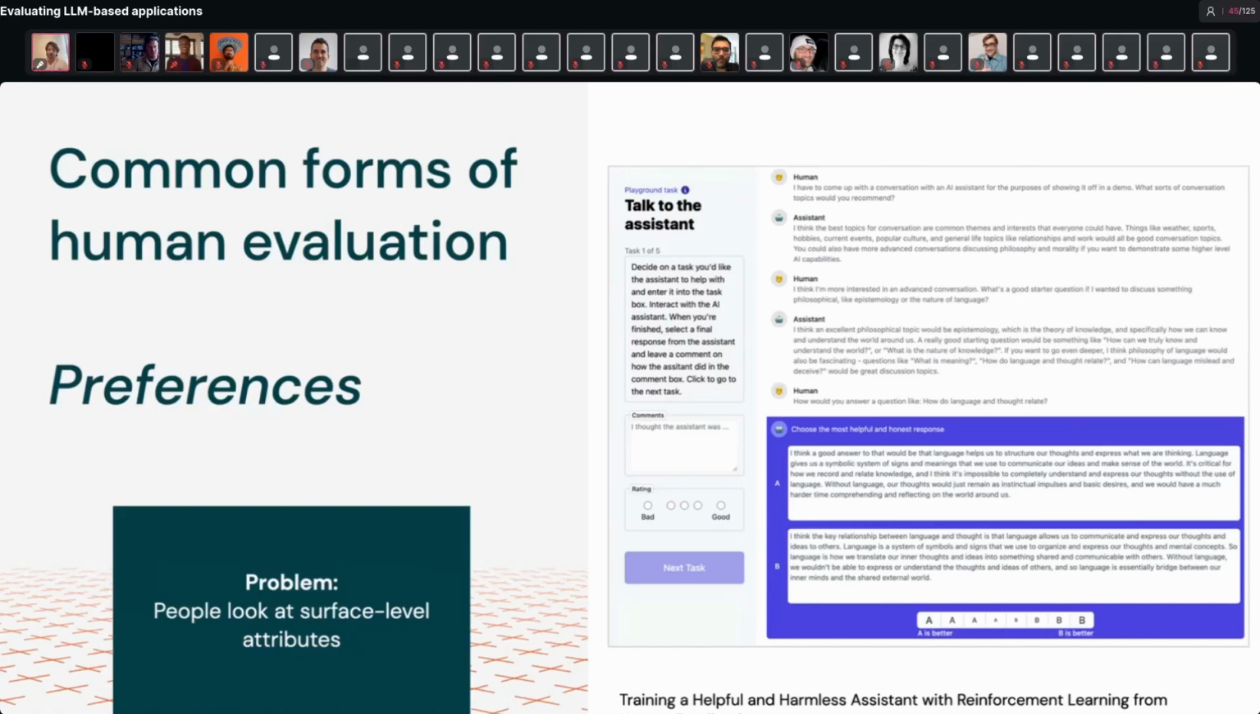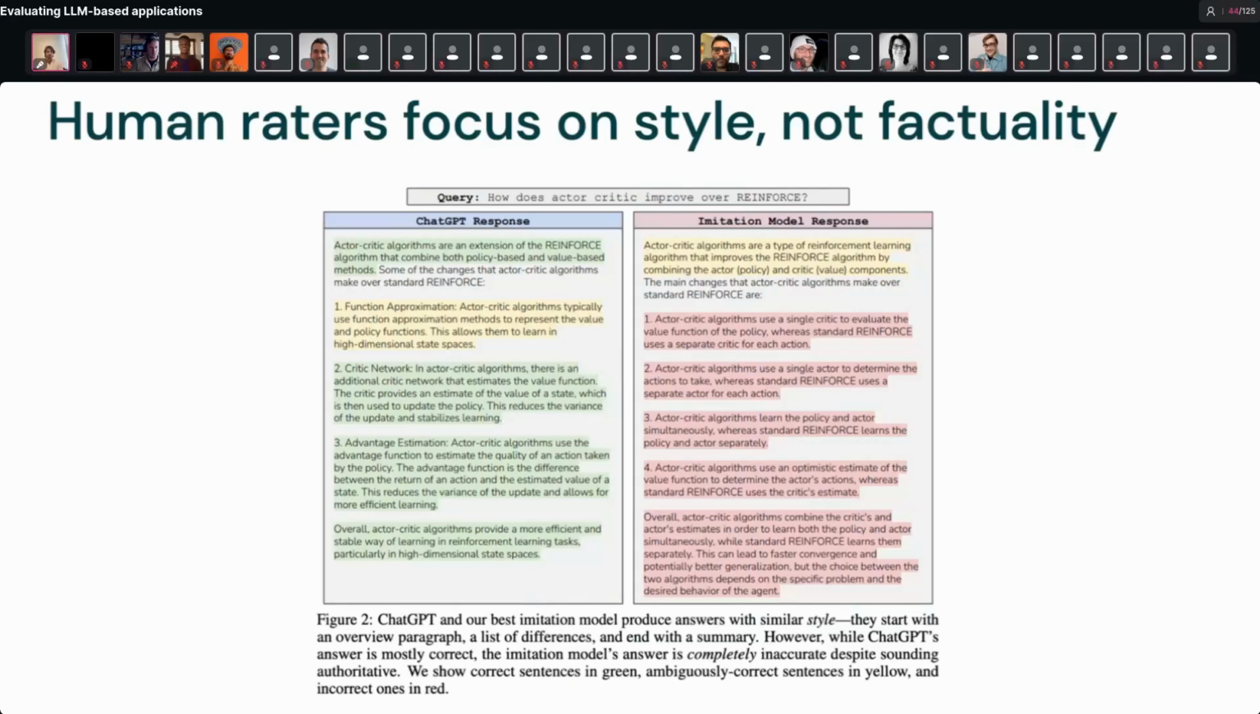This is also not without its challenges. When people are doing A versus B evaluations, one big issue is that human evaluators tend to look at surface level attributes of the outputs rather than the actual factual accuracy of them. There's a really interesting paper called The False Promise of Imitating Proprietary LLMs, where they did an assessment of this. There's been a lot of buzz about open source fine-tuned LLMs being close to GPT 3.5 quality.